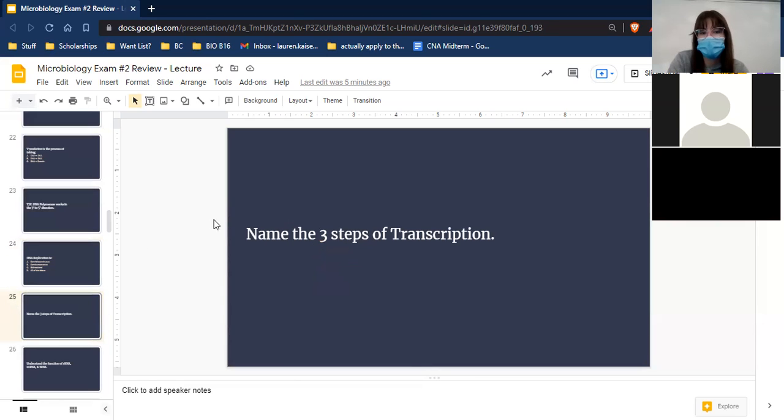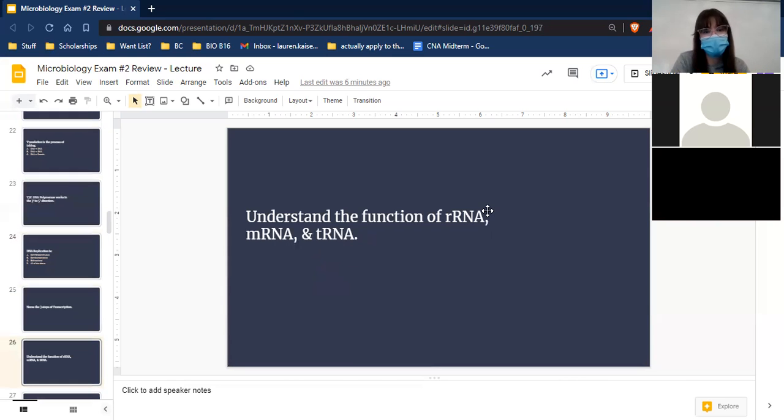Moving on. We want to name the 3 steps of transcription. We can do that now if you want, or you guys can do it on your own. This is a pretty lengthy PowerPoint, so I'm just going to skip it for now, unless you guys tell me otherwise. I'm going to skip. Okay. This is another little key point. Understand the function of RNA, mRNA, and tRNA, what they do, where they're located, things like that.